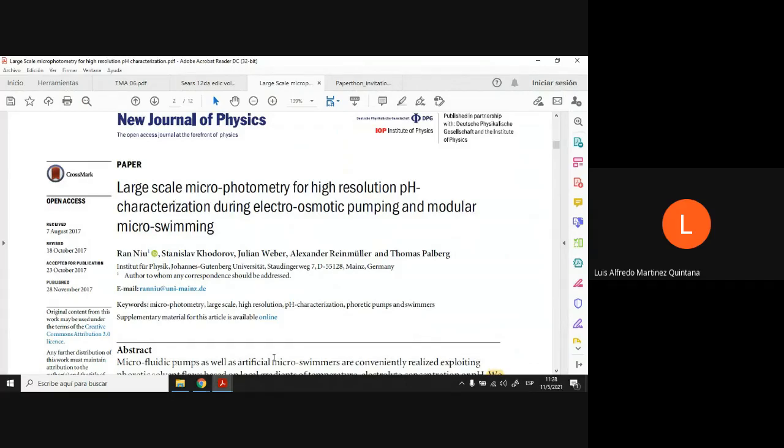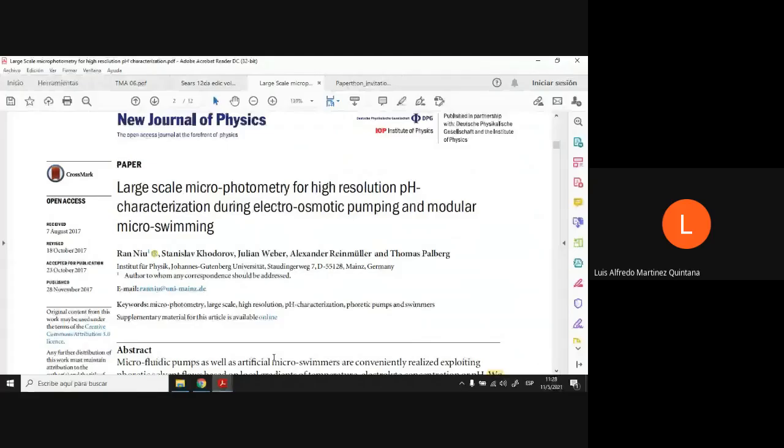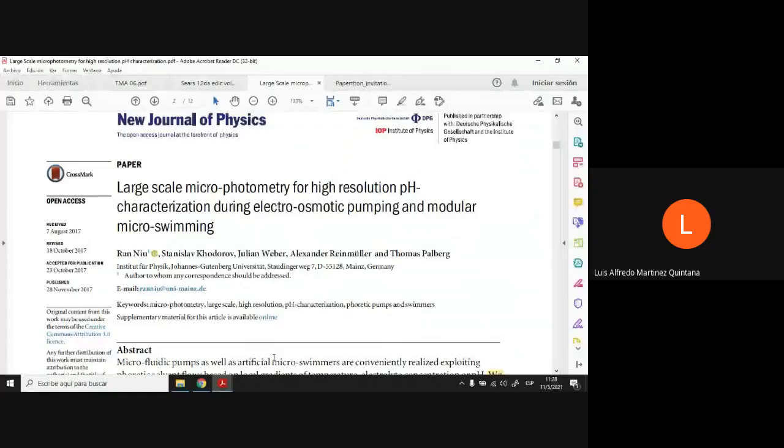Today I'm talking about pH characterization in large scale macro photometry for high resolution pH using electrosmotic pumping a modular micro switch. In this paper, the authors studied the reactancy between the pH gradient with the true systems or situation on polytic motion.